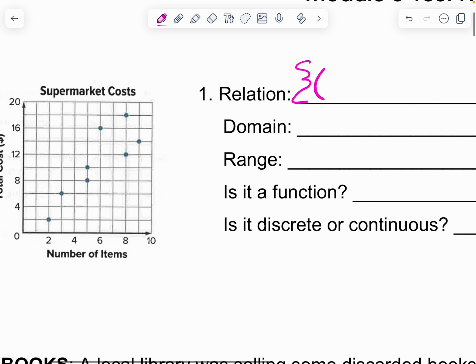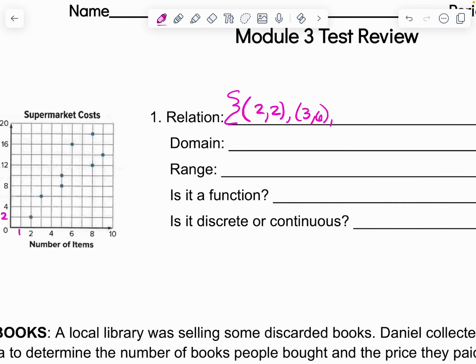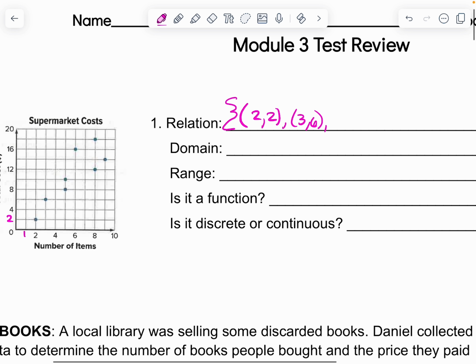Okay, so these are going up by 2s. These are going up by 1s. So 2, 2 is our first point. And then we have 3, 6. And I might have to make this a little bit smaller. There we go. And this is 5. So we have 5, 8. We have 5, 10.